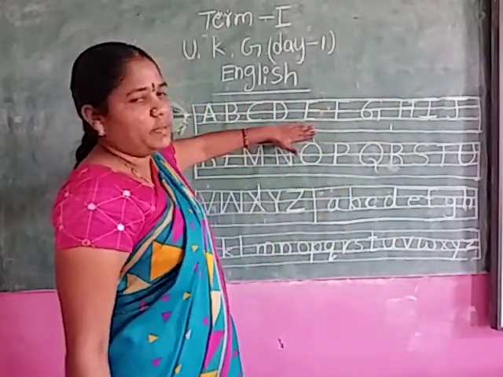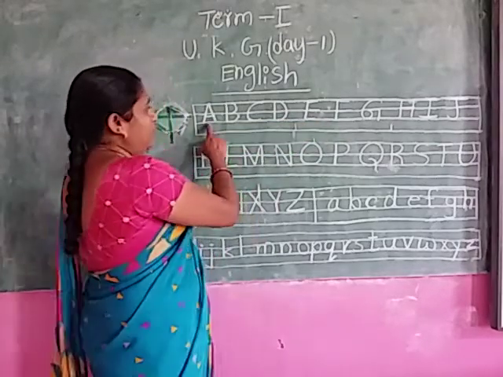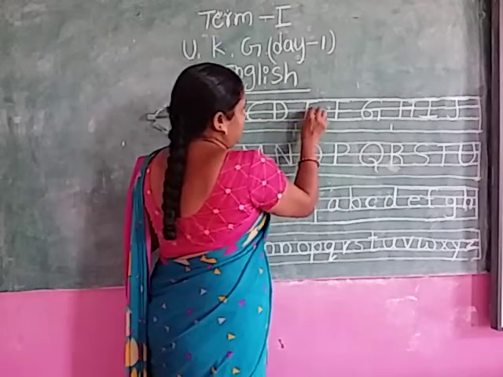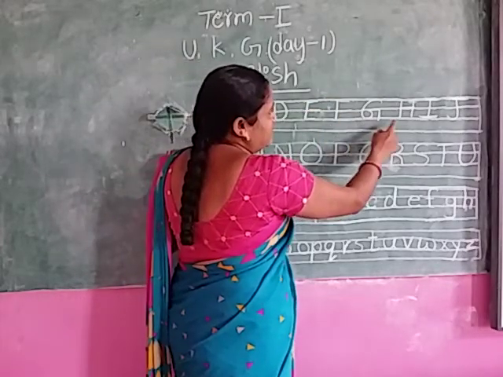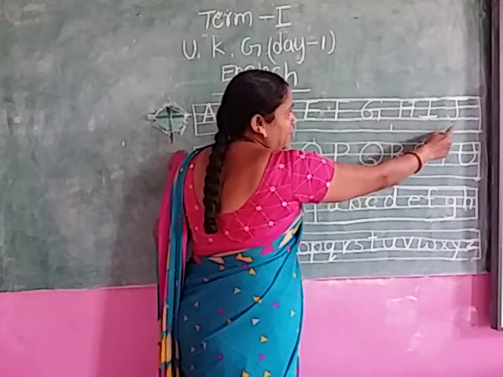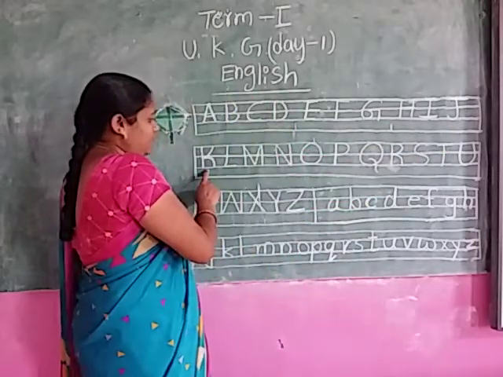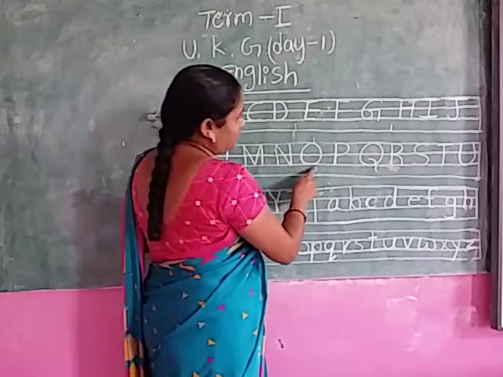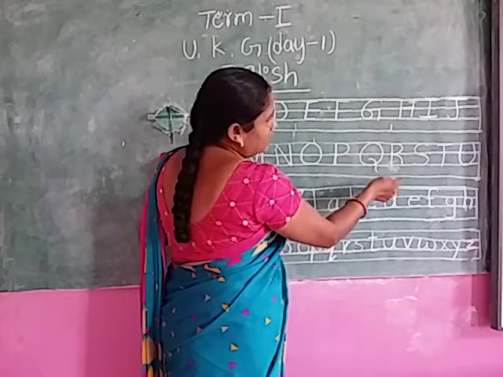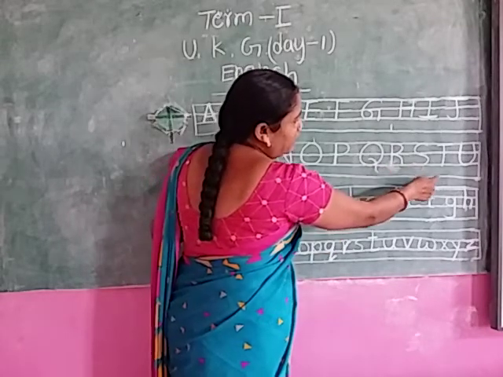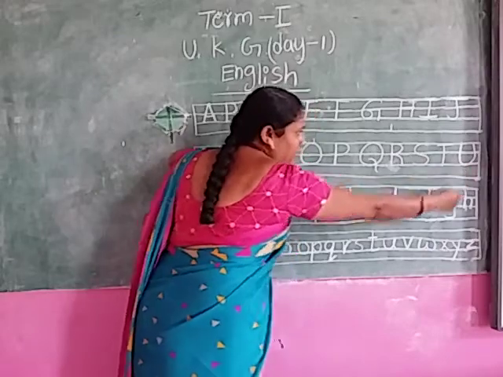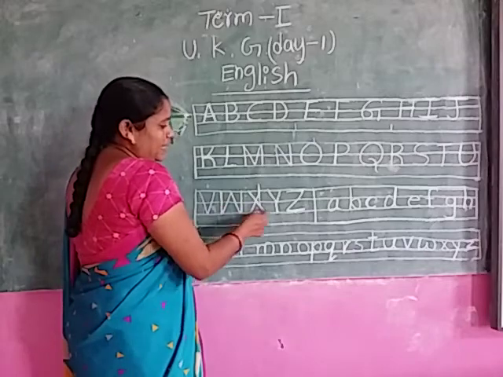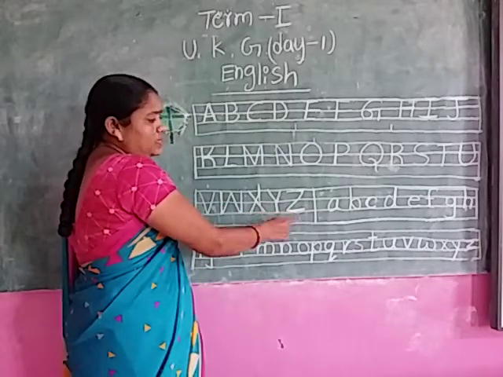These are the capital alphabets. See, capital A, capital B, capital C, capital D, capital E, capital F, capital G, capital H, capital I, capital J, capital K, capital L, capital M, capital N, capital O, capital P, capital Q, capital R, capital S, capital T, capital U, capital V, capital W, capital X, capital Y, capital Z.